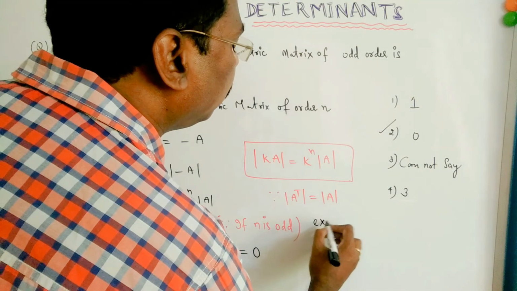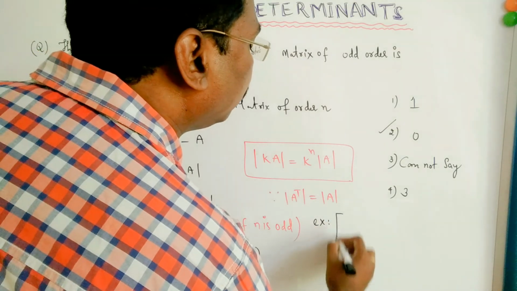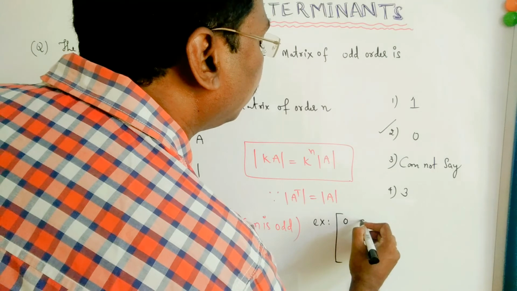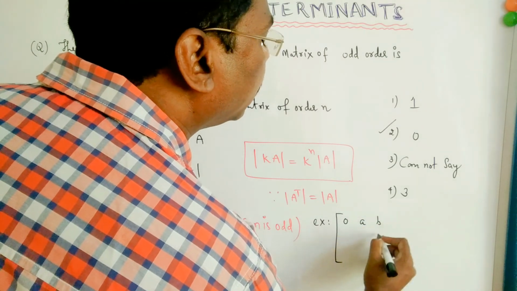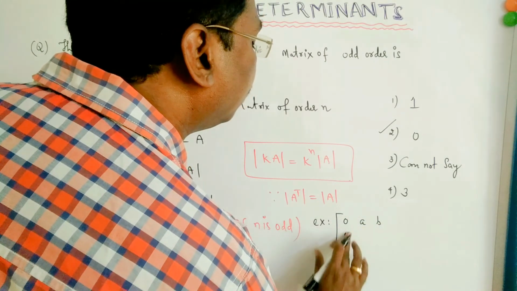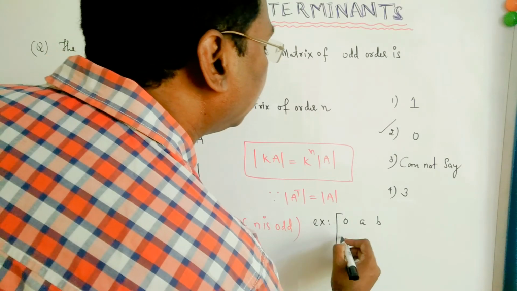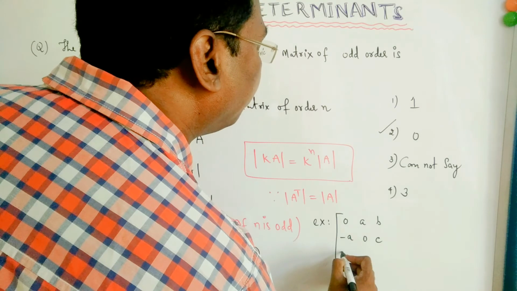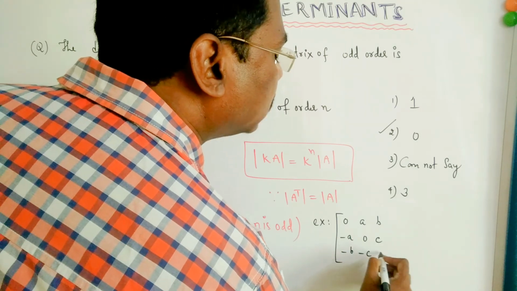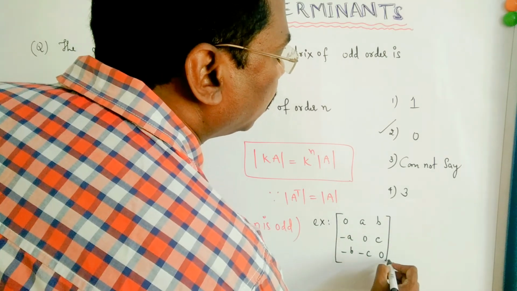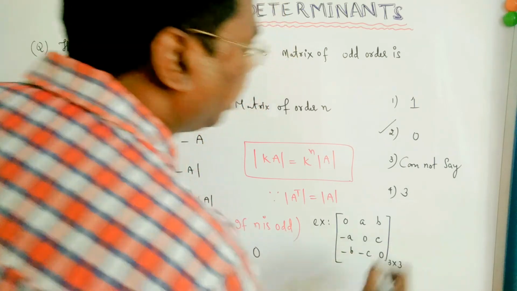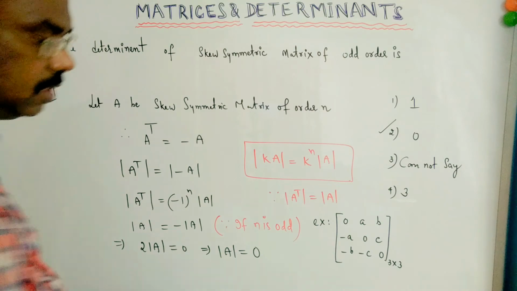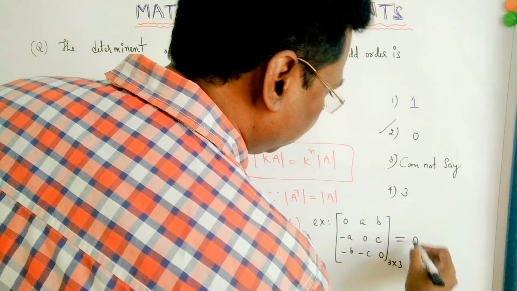Example: take a 3 by 3 skew symmetric matrix with rows 0, A, B; minus A, 0, C; minus B, minus C, 0. Now here this is a 3 by 3 skew symmetric matrix, and the det value is equal to 0.